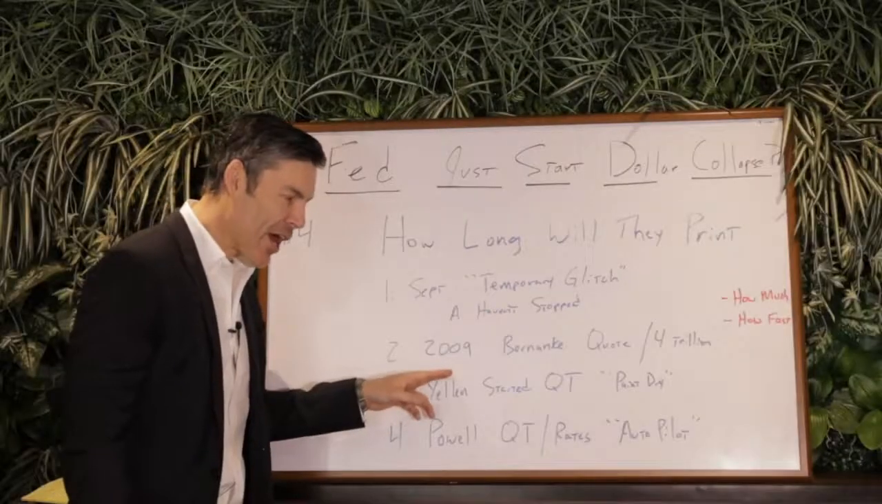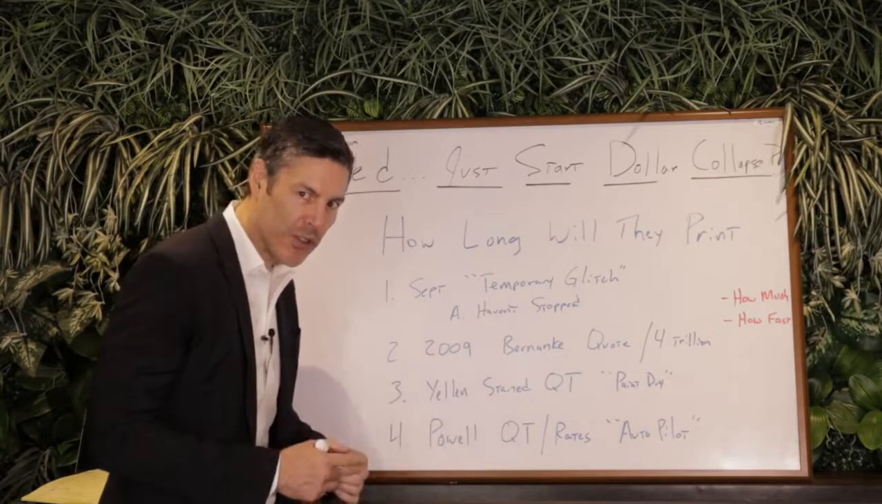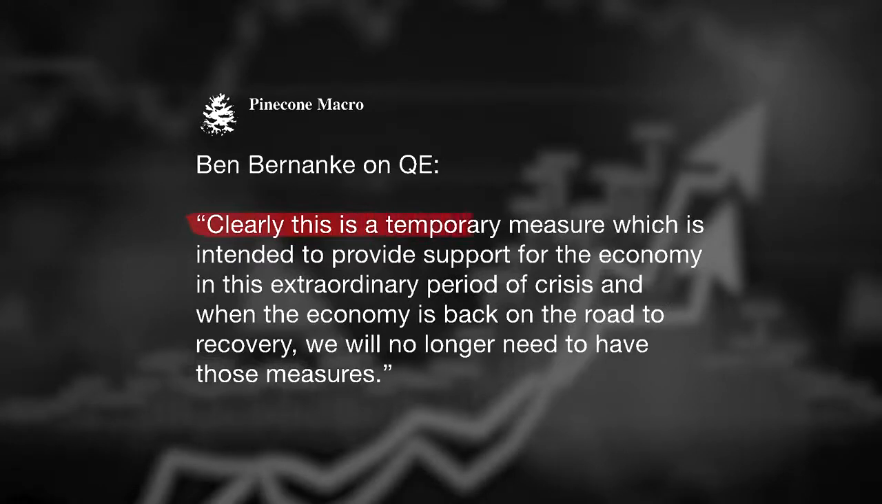Let's go back to 2009 when Ben Bernanke started quantitative easing. Here's a quote I want to read to you. "Clearly, this is a temporary measure which is intended to provide support for the economy in this extraordinary period of crisis. And when the economy is back on the road to recovery, we will no longer need to have those measures." In other words, we'll stop QE.